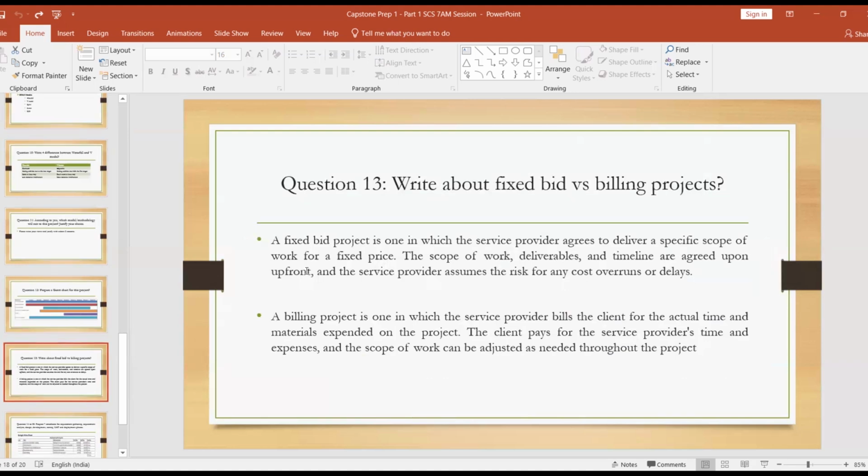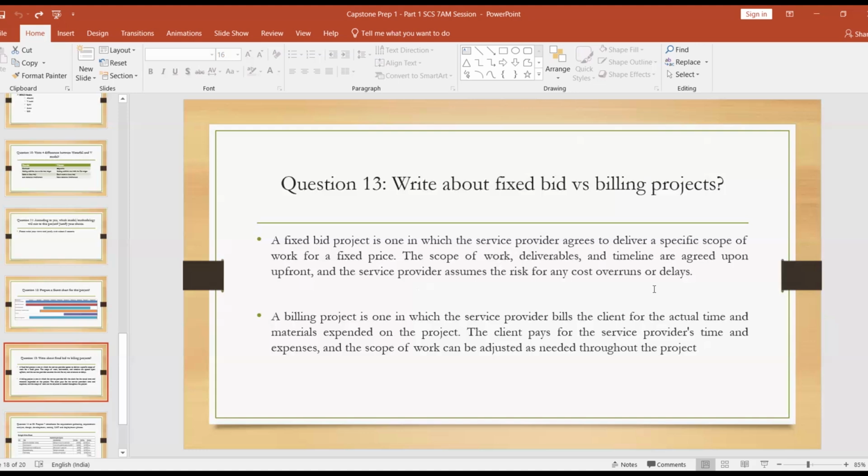And the 13th question is fixed bid and billing projects. Let us try to understand what a fixed bid project is. A fixed bid project is one in which the service provider agrees to deliver a specific scope of work for a fixed price. The scope of work, deliverables, and timeline are agreed upon upfront, and the service provider assumes the risk for any cost overrun or delays.